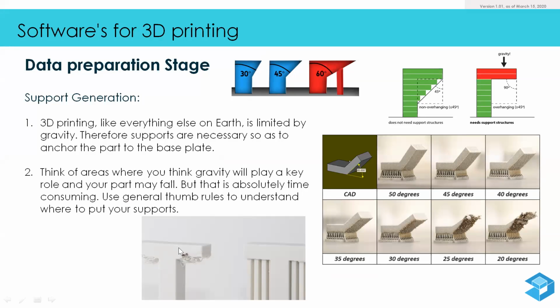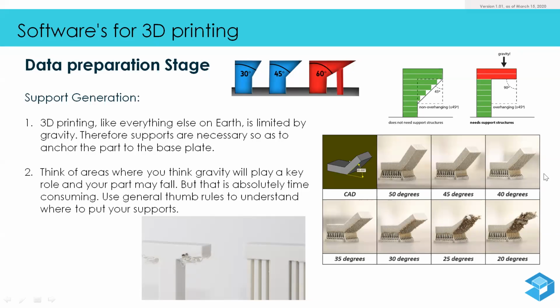Now, if you try to print it in one go, you can see that the part will actually fall off from this portion. So you want to anchor the part to the base so that it remains as one single component. And later on, you can easily remove these support structures. You can see over here this L-shaped component at a certain angle, let's say 25 degrees from the base. If you don't provide supports, it will break off like this. You can see over here.